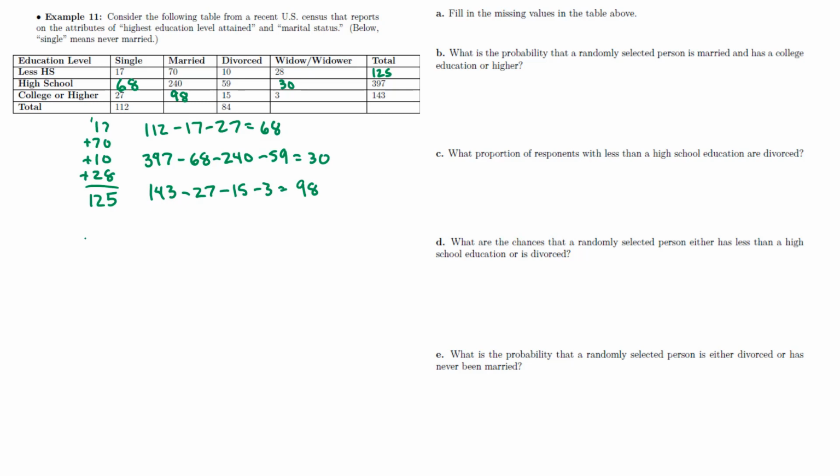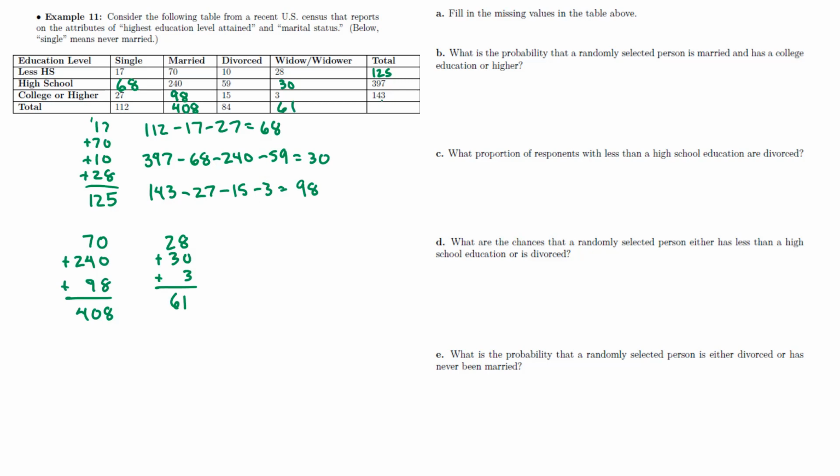We can add all those up to get the total number of people who are married. So 408. We can add up 28, 30, and 3, and that's going to give me 61, the total number of people who are widowed.